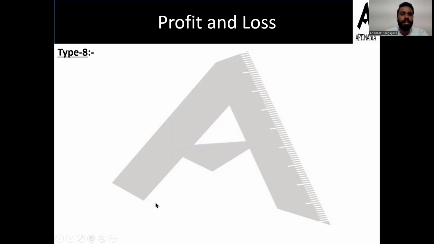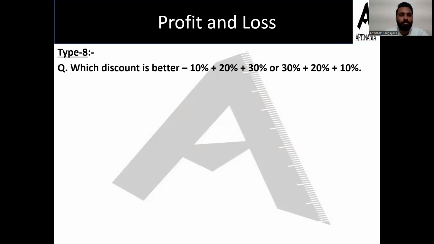Type 8 question is on the screen. Again, the same procedure. Read the question, pause the video, take 2 minutes and come back. Which discount is better? 10% plus 20% plus 30% or 30% plus 20% plus 10%? Pause the video, start the question. Okay, so I hope you must have got the answer by now.